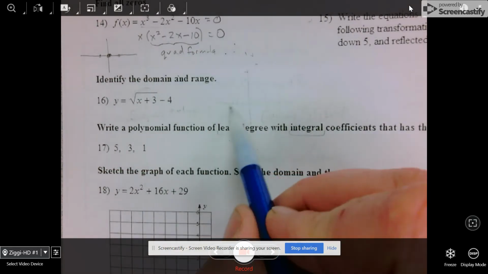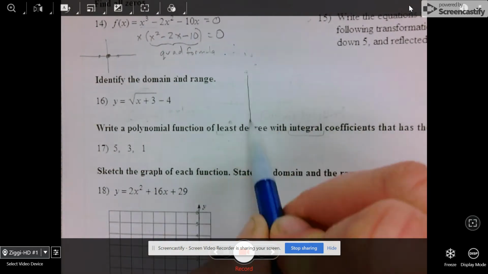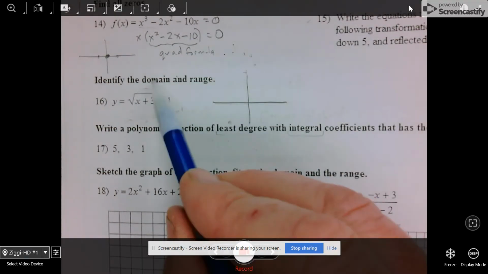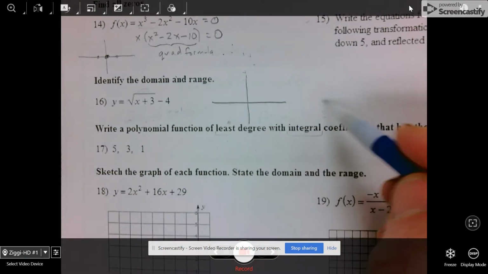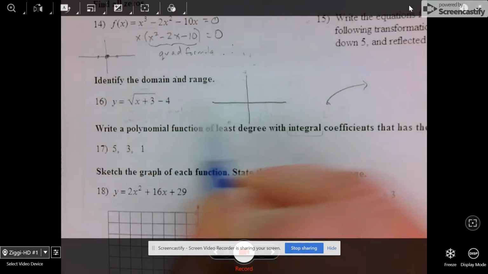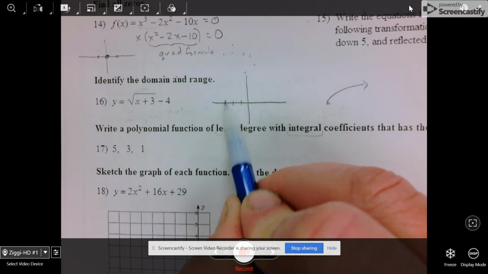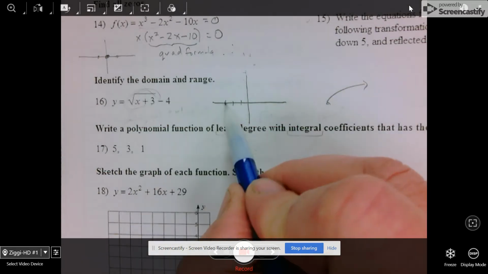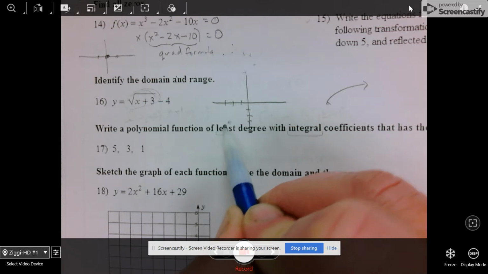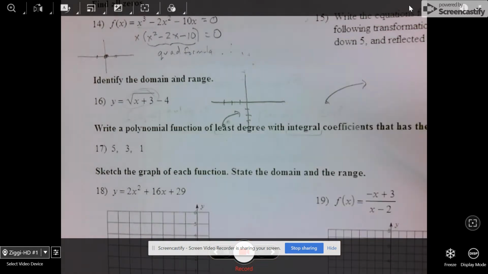Identify domain and range. I already did this one, but the recording evidently had stopped. I'm going to just sketch this thing. So I know this is the square root graph. Looks like that, starting at (0, 0). I'm going to shift to the left 3, because that's what makes this 0, and then down 4. It's not called the vertex, but it's kind of like the vertex. You'd shift a parabola the same way.